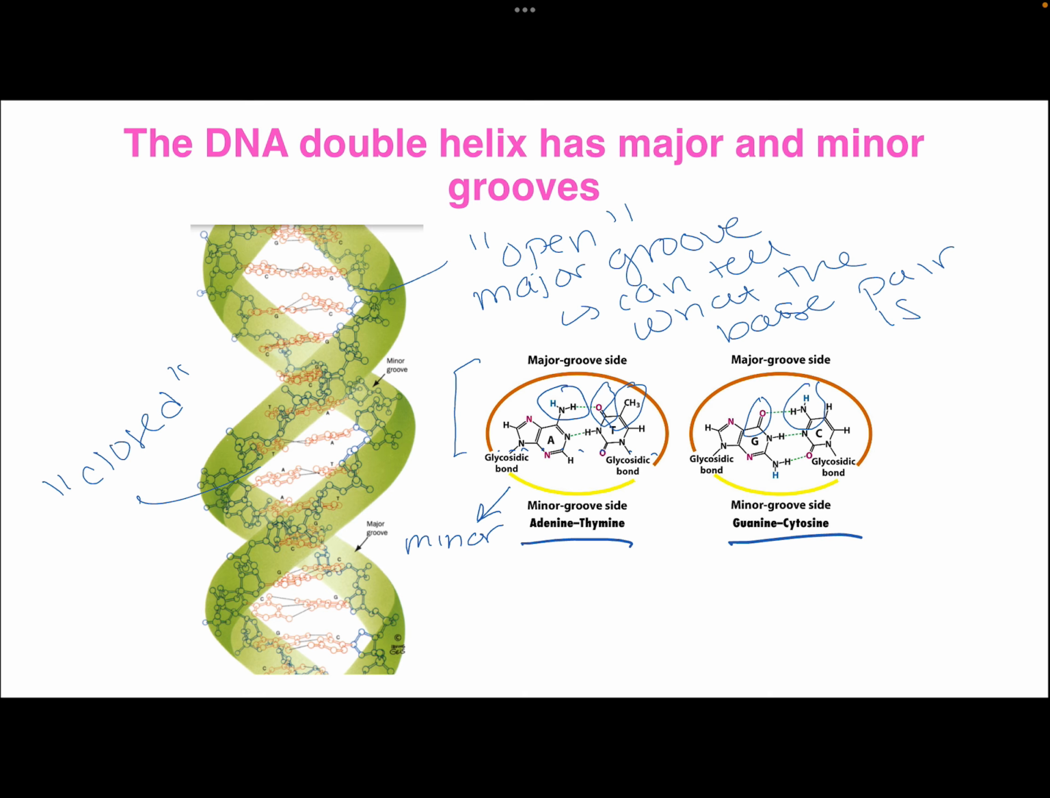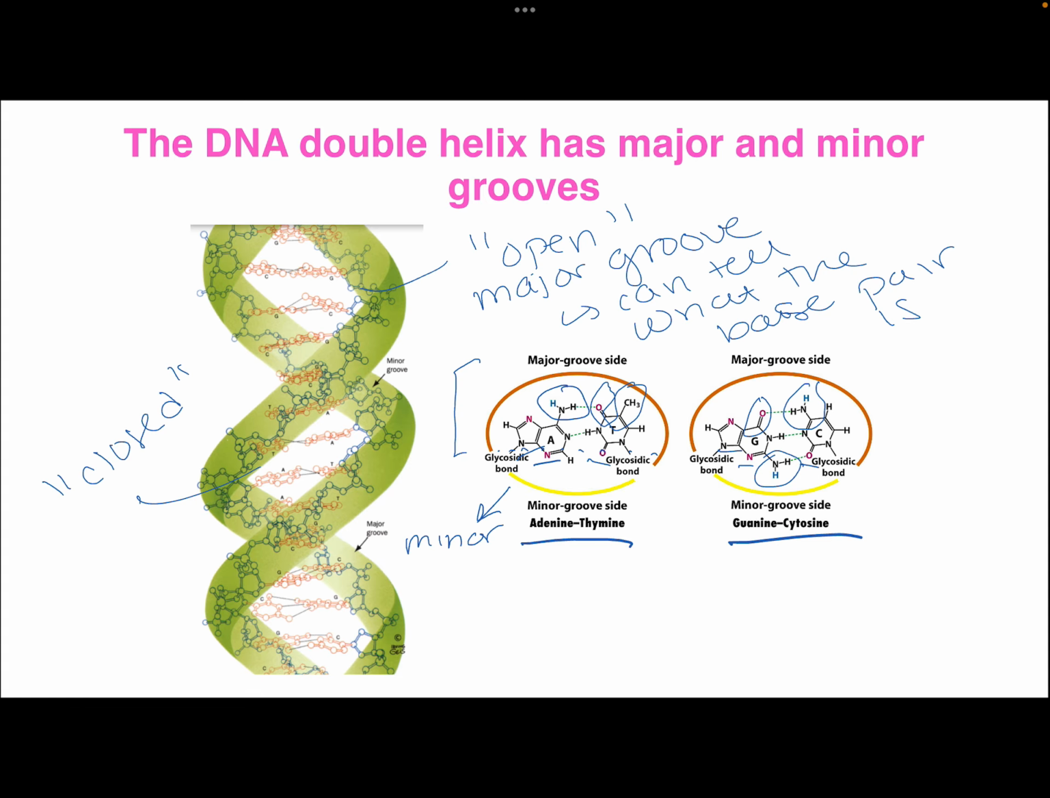We have this nitrogen in the glycosidic bond. We have this nitrogen. That's the same in both. We have this carbonyl, same in both. So the only real difference that we have is in this amino group. So it becomes very hard to really distinguish with high specificity what base pair you're looking at if you're looking at it from the minor groove side.